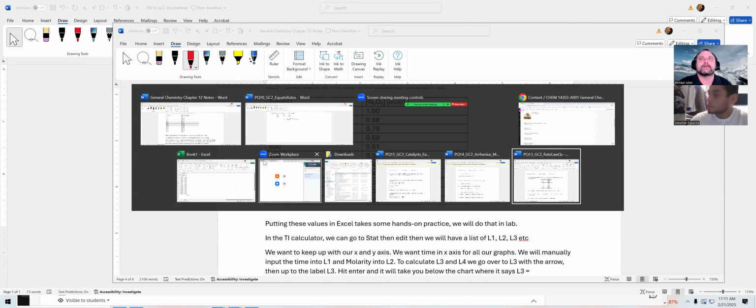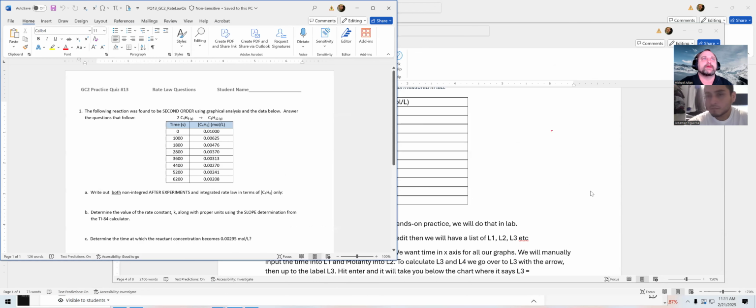So I want to show us how to do some stuff in Excel. Well, let's just do practice quiz 13. It's probably the easiest way of doing this. So practice quiz 13, they said they did this reaction and they said it was second order.